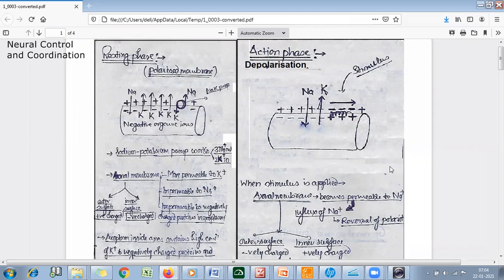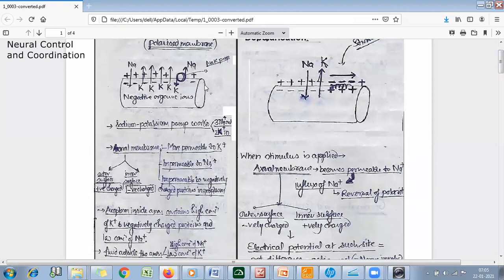There are three steps of generation and conduction of impulse. The first phase is the resting phase. This resting phase is also called the polarized membrane stage. In this stage, we can see here the schematic presentation of the axon. Inside the axon membrane there is a negative charge, and outside of this membrane is positive charge.